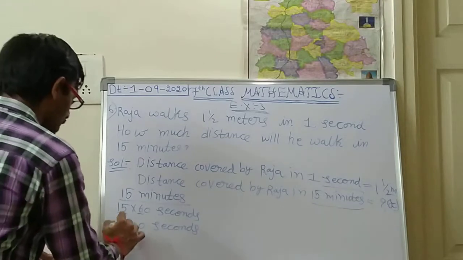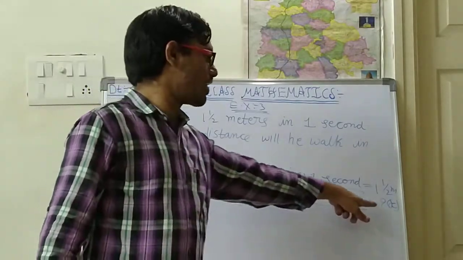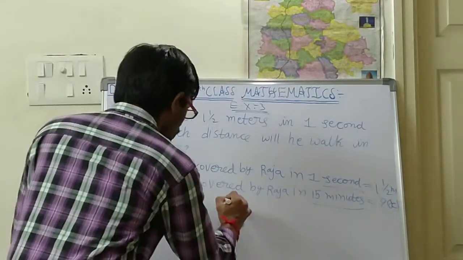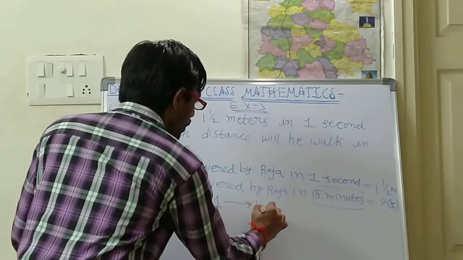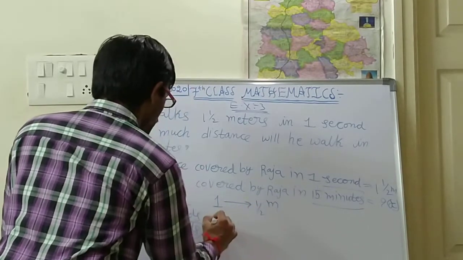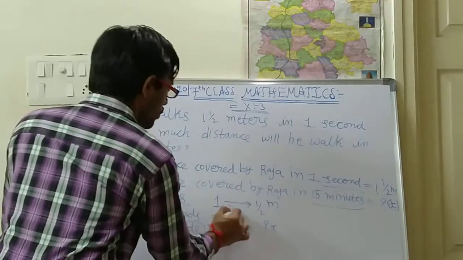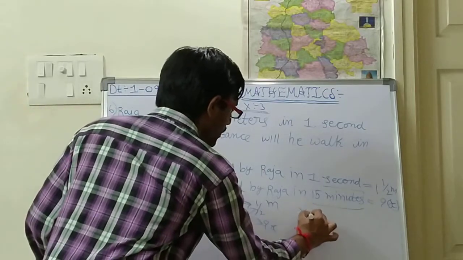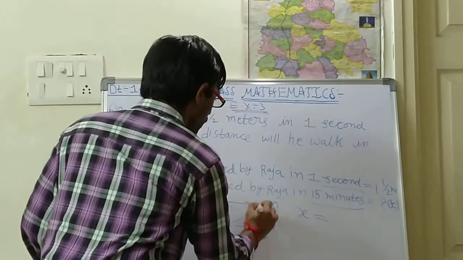So what is the answer? 900 seconds. So distance covered by Raja in 900 seconds is equal to how much? Now we can easily find out. So how should you write? So in 1 second 1.5 meters. So in 900 seconds how many meters? So let it be X. So do cross multiplication.